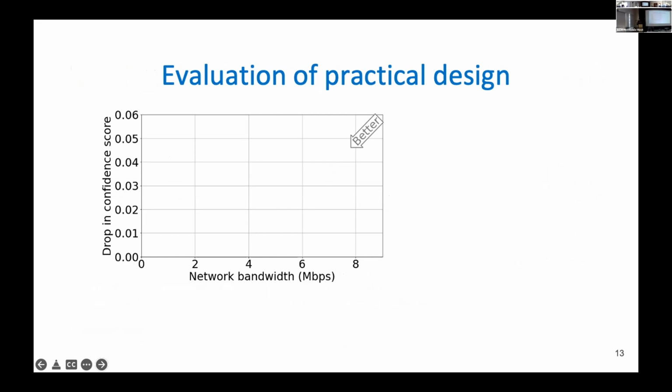So finally, we do some evaluation of our practical design, evaluating the accuracy degradation versus the network bandwidth trade-off in this plot. The y-axis here is the drop in confidence score, and it reflects the degree of inference accuracy degradation of our results as compared to the result on the ground truth frames, which are the uncompressed video frames. The x-axis here is network bandwidth. Ideally, we would like the performance of our system to lie in the lower left corner of this plot.